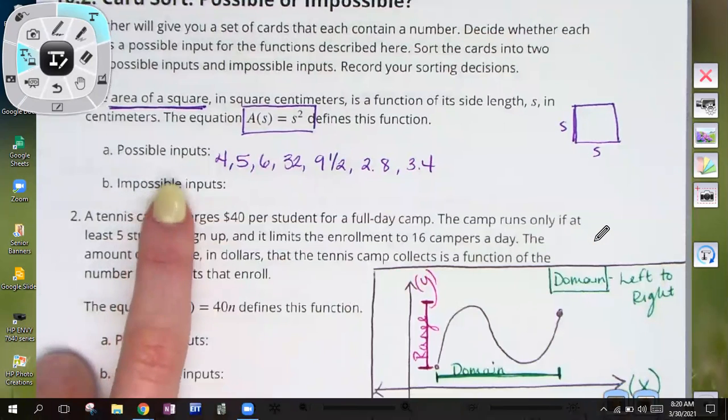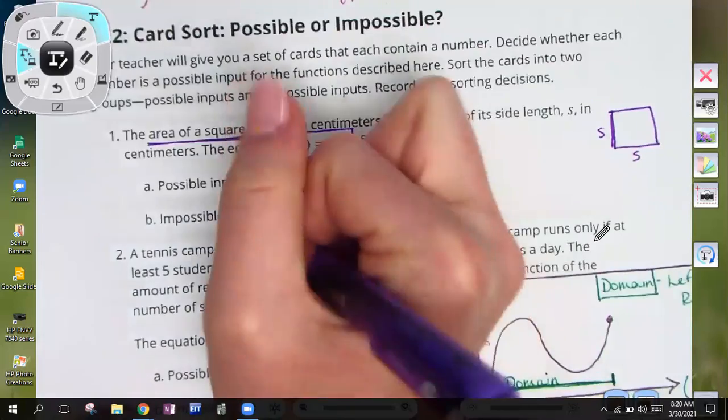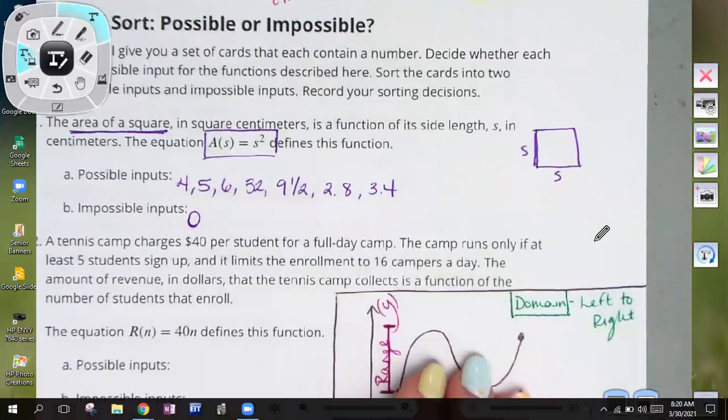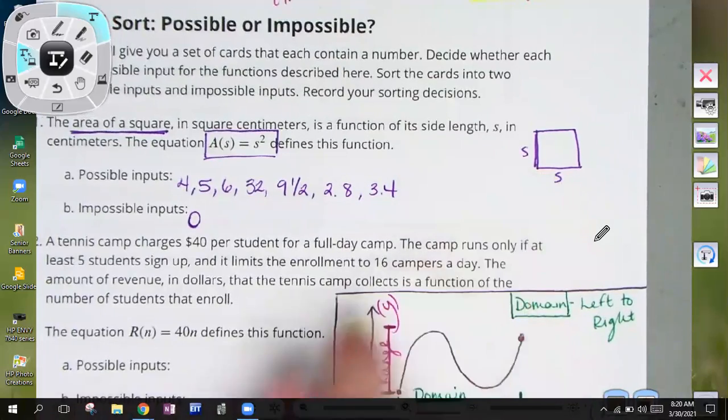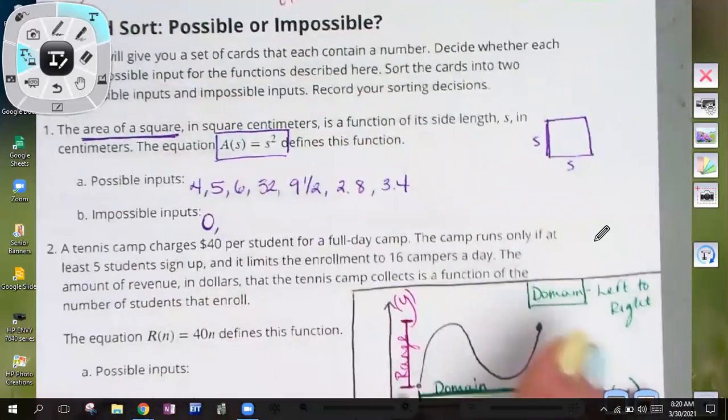Now we're going to go to impossible inputs. What could the side length of the square not ever be? 100,000. It could be 100,000. 0. It could not be 0. It could also not be negative. I think I heard Connor say that too.